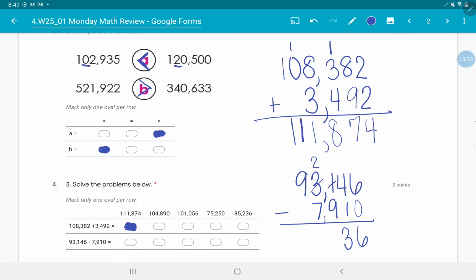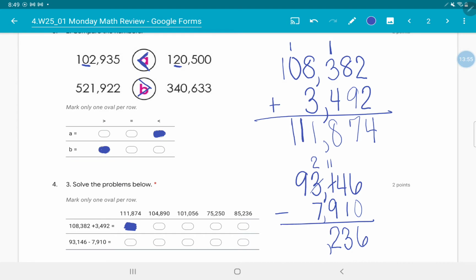Okay, so 10 plus the 1 I already have makes 11. So now I have 11 minus 9 is 2. Very good. Okay. Now what?